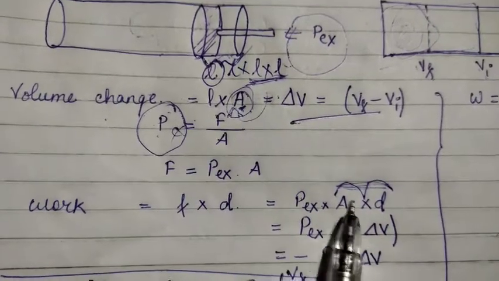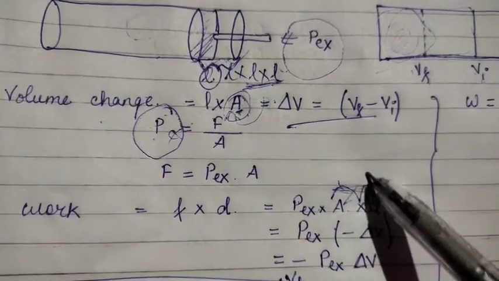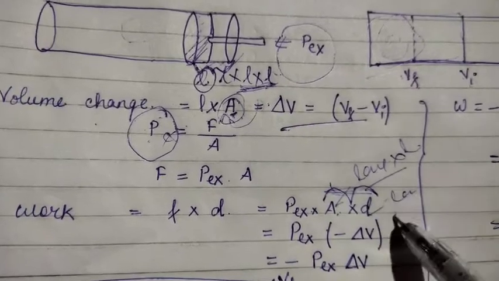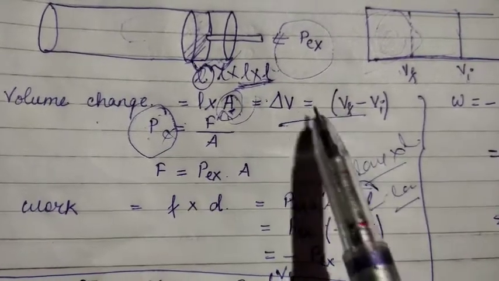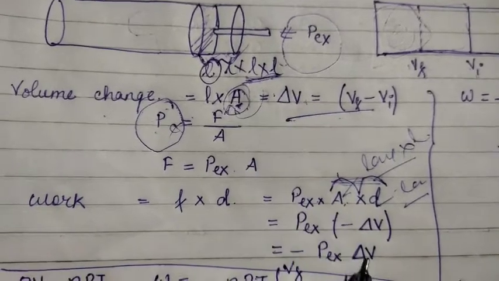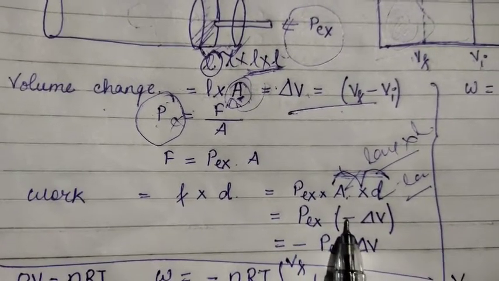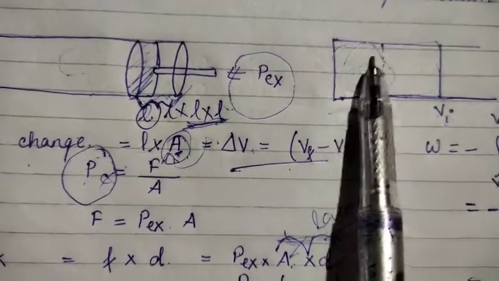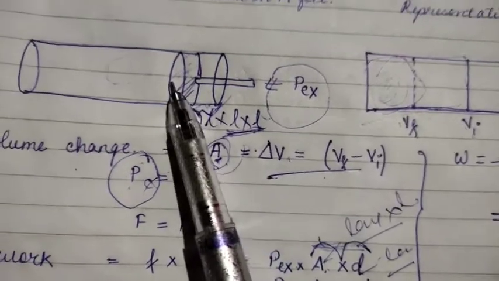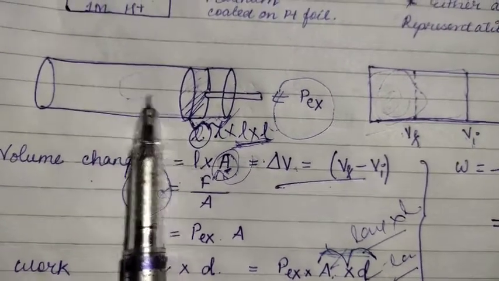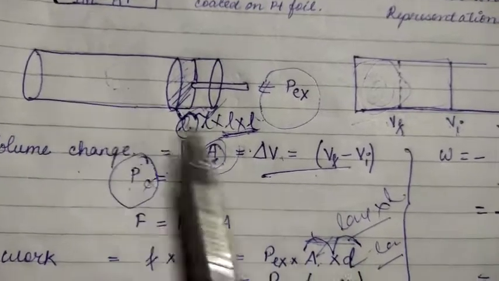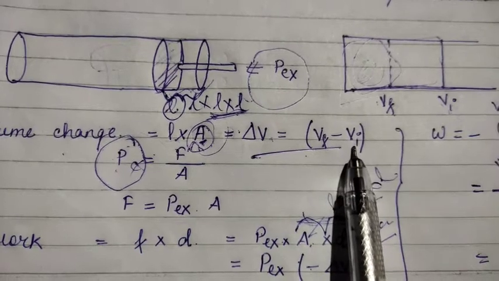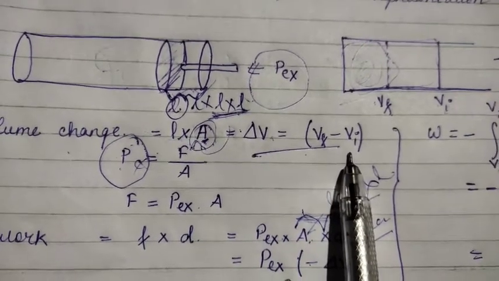Volume, right? This is also length into length, area, and distance is also length. So you are getting three lengths. It means what? Volume change, and that is delta V. Now from where has this minus come? See in the diagram, the initial volume was more and the final volume was less, because the piston was moving, pushing the air towards the bottom, right? So the volume is less.